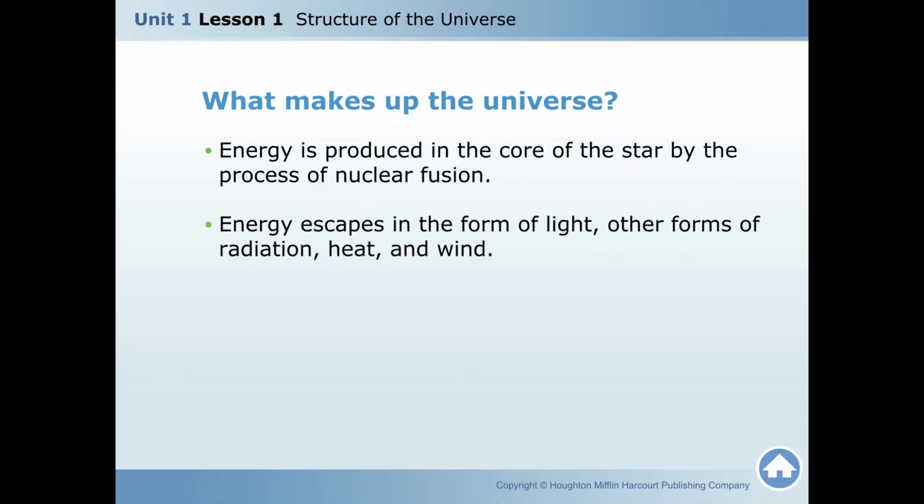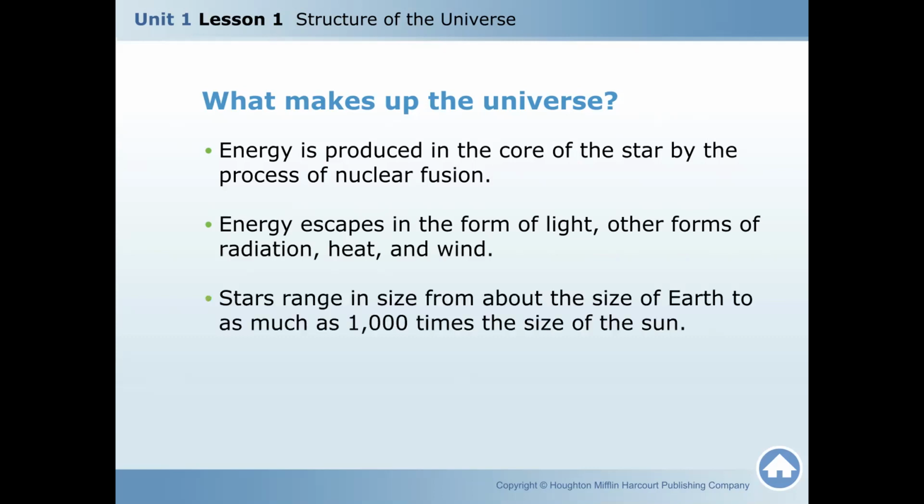A lot of people used to believe that there was a lot of burning going on at the surface of the sun or the star, but the energy is created in the core. Energy escapes in the form of light, other forms of radiation, heat, and wind. Stars range in size from about the size of Earth to as much as 1,000 times the size of the sun.